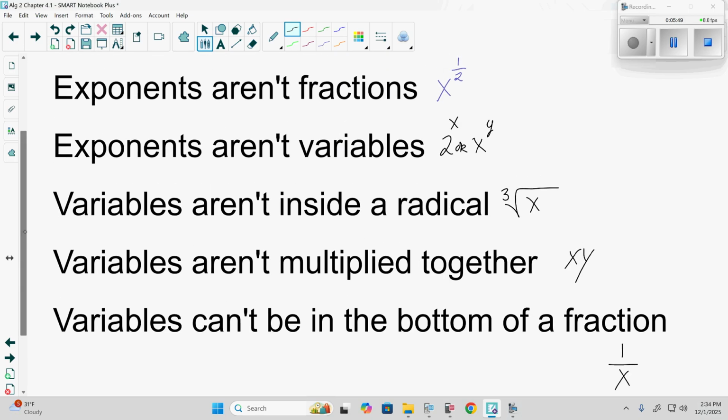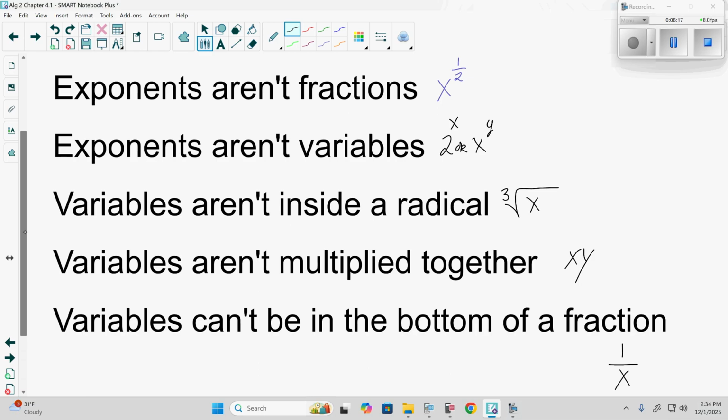Because if any of these show up: negative exponents attached to variables, fractional exponents attached to variables, exponent variables, be it a base of a number or variable, it does not work. We can't have variables inside of radicals. Excuse me, we can't have two variables being multiplied together. And variables cannot be in the bottom of a fraction.